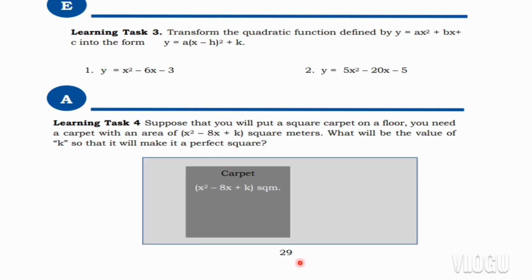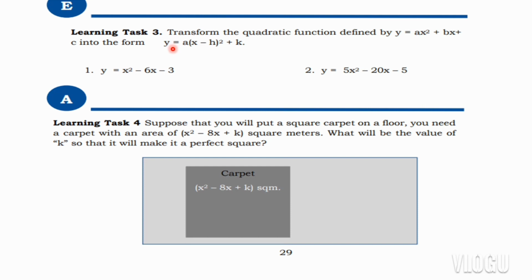Now let's proceed to page 29 of your module. So you will find learning task 3. You need to transform the quadratic function defined by y is equal to ax squared plus bx plus c into the form y is equal to a quantity x minus h squared plus k, which is the vertex form. So eto pong dalawang function natin ay itatransform natin into a vertex form.